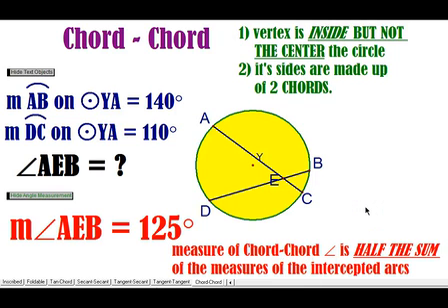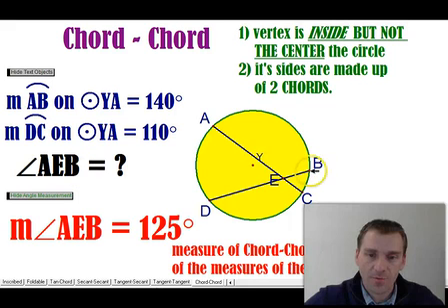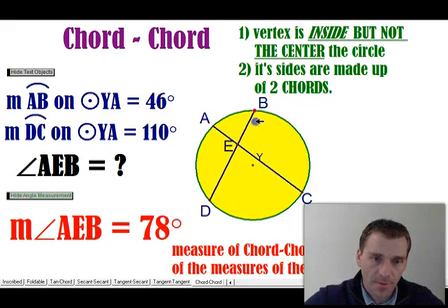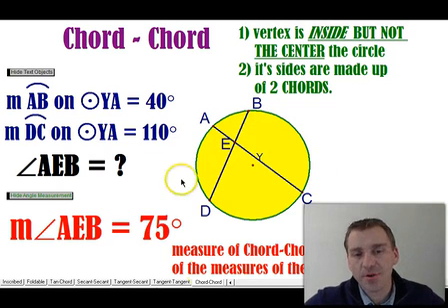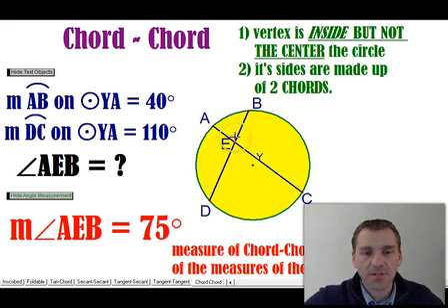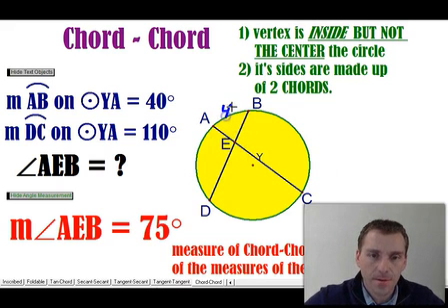Now check this out. Just as another little example. Let me move this over here. I'll make it 40 and 110. Lovely. So what happens though if I change the question and say, let's not find the measure of this angle. Let's go over and find the measure of this angle.